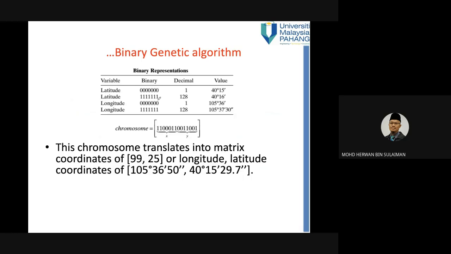So let's say we have our representations. For this example, it is longitude and latitude. So we have 7 digits of binary number, and this binary represents a value in decimal from 1 to 128. This value is between these two. The chromosome translates into matrix coordinates. Let's say we have longitude 99 and latitude 105. You need to represent these two values as longitude and latitude. This is an example of decoding the binary strings. Later we will look in detail at how to decode and encode, for power generation to solve the economic dispatch.